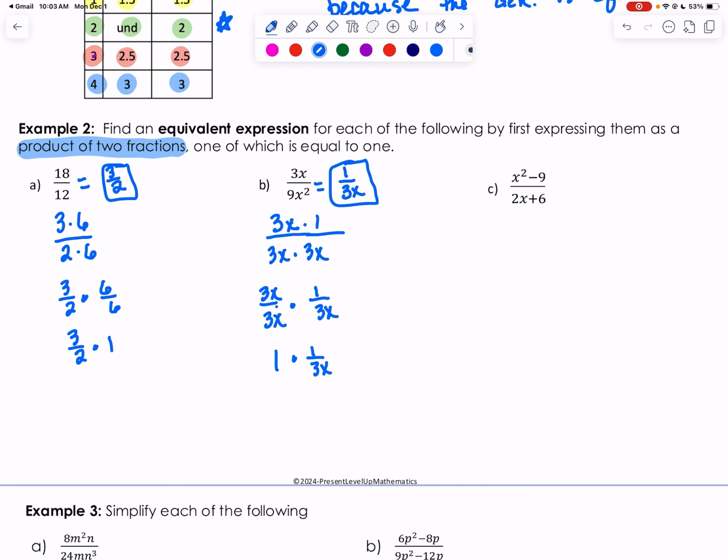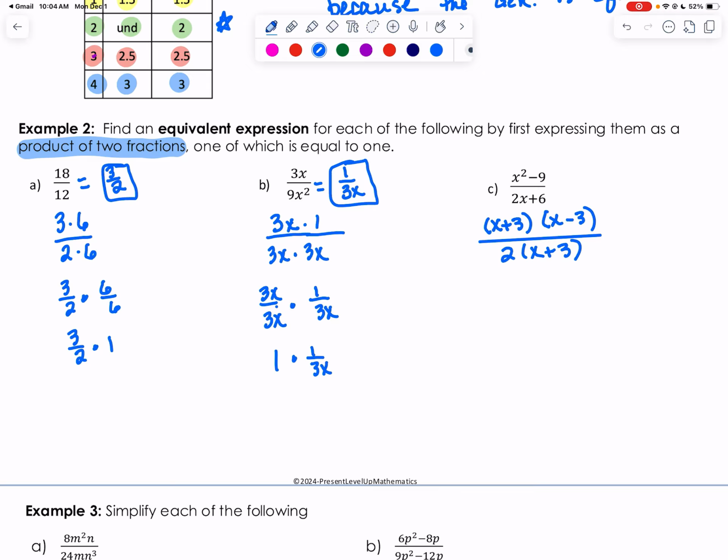We have x squared minus 9 divided by 2x plus 6. So I want to factor these. On the top, I would have x plus 3, x minus 3, because we have a difference of two squares. Now, to factor the denominator, the only thing we can do is take out the common factor, which is 2. If I divide both by 2, 2x divided by 2 would leave me x, and 6 divided by 2 would leave me 3.